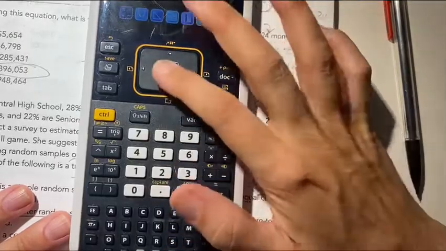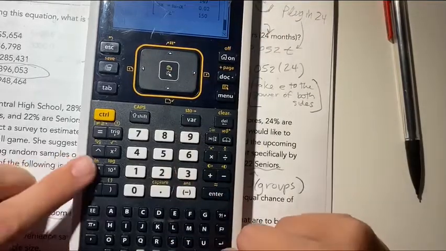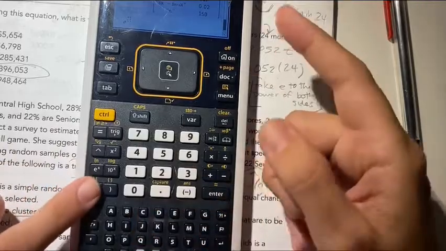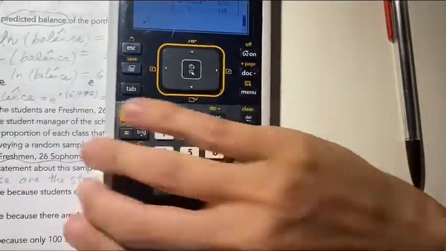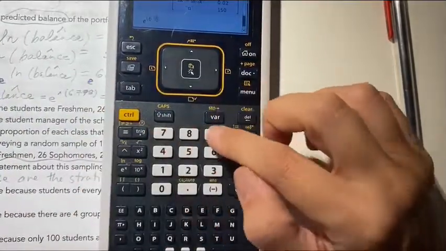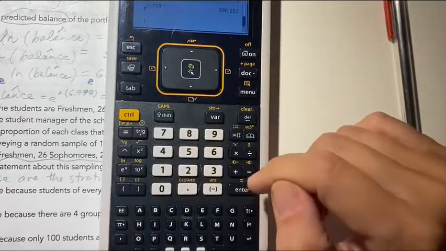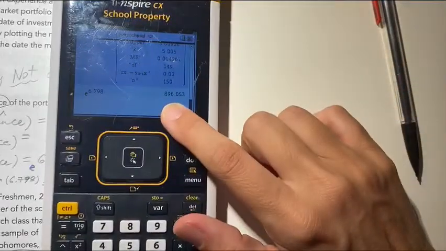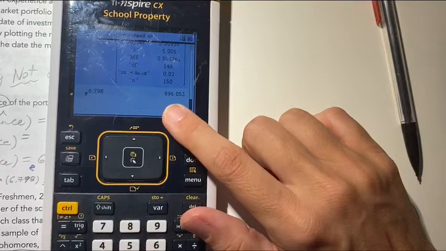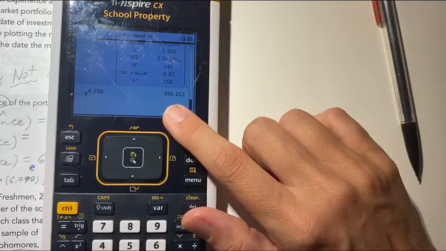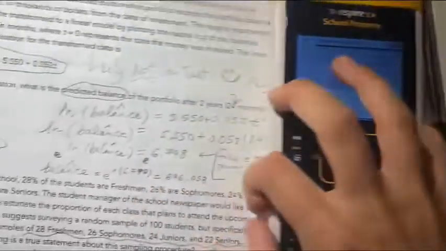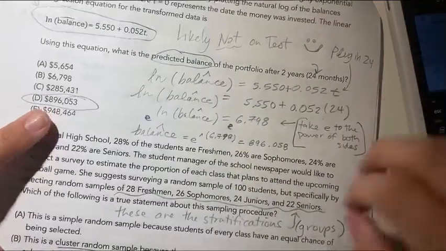Here we go. When I go to a calculator, I take e, and there it is, e to the power of 6.798. Okay, enter, there it is. There's my answer. But remember that the problem said that's my answer in thousands of dollars. So that's why my answer is D.